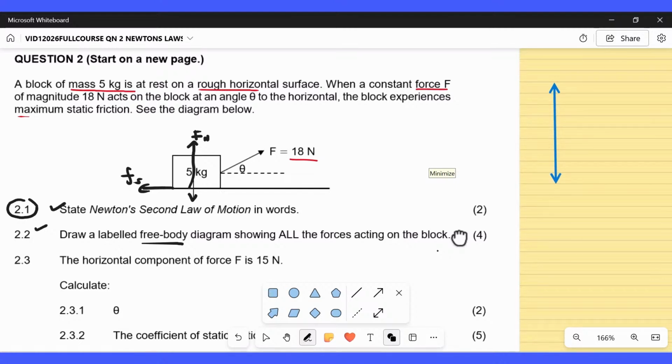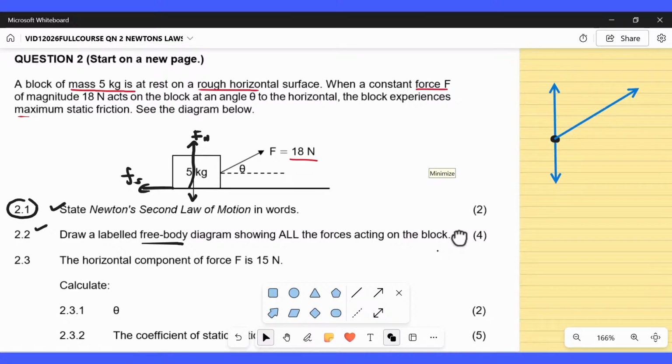So this big dot here represents the body. It is a free body. Then we have the applied force acting at an angle, like this one here. And the surface is a rough surface. So we also have the arrow showing the force of friction, which you call what?